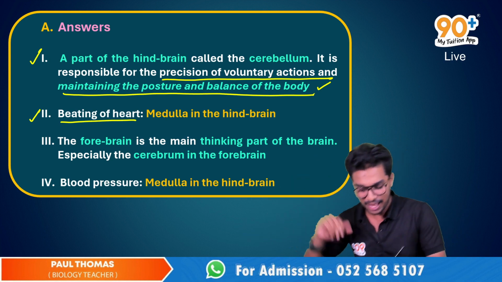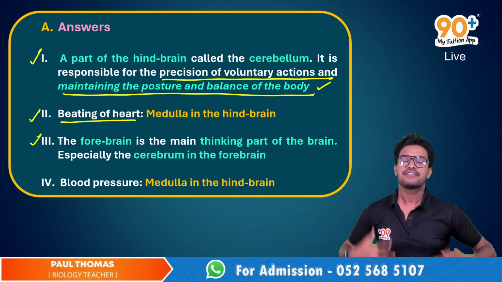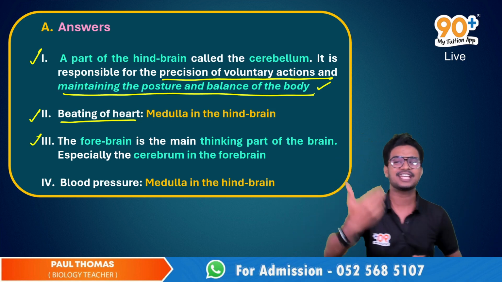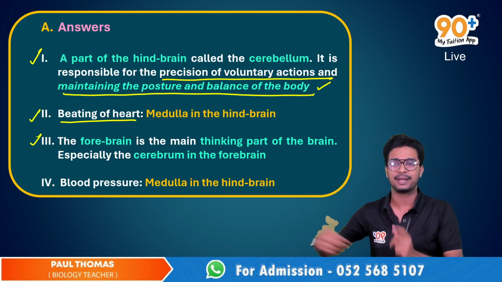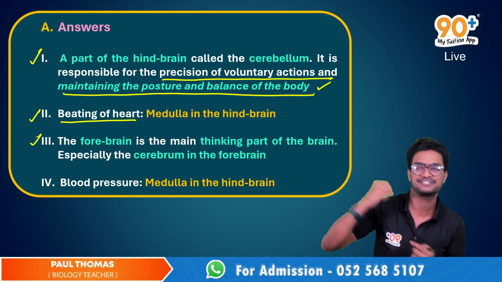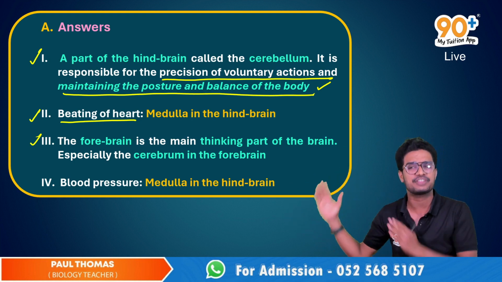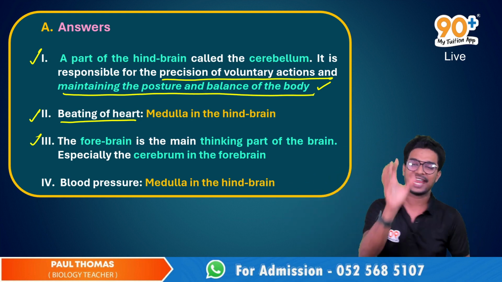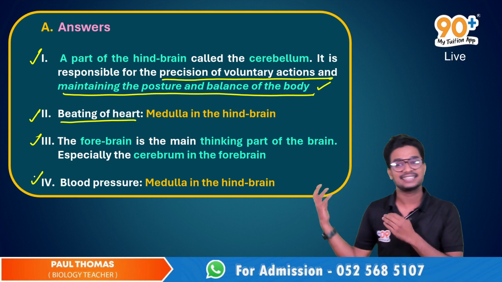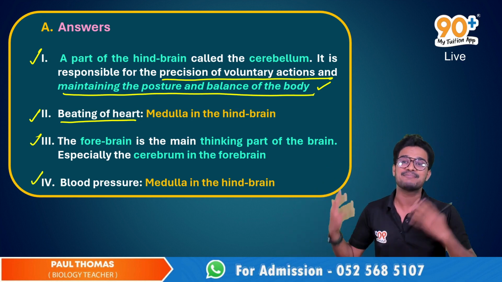And the third part of the question is, we know the main thinking part of the brain is the forebrain. Especially in the forebrain, we have the cerebrum performing this function. That means the forebrain is the main thinking part of the brain, especially the cerebrum in the forebrain. And finally, as I taught you, blood pressure is controlled by the medulla in the hindbrain.